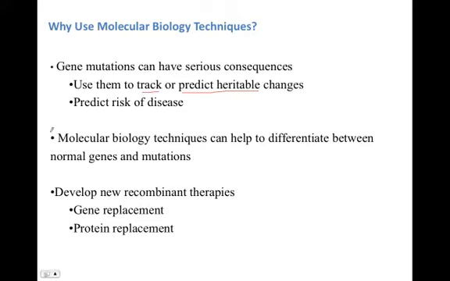Molecular biology techniques can differentiate between normal genes and mutations. It can also help identify what type of mutation is present. This may impact the therapy chosen. Likewise, these techniques can help us develop new recombinant therapies, such as gene replacement or protein replacement therapies.